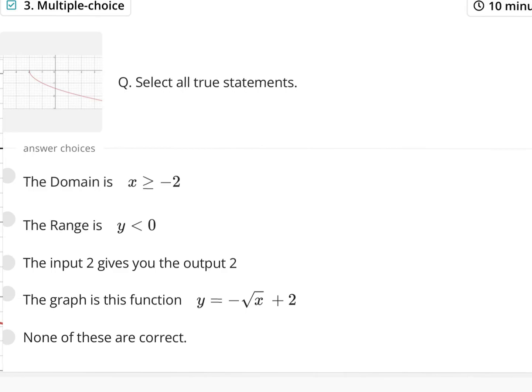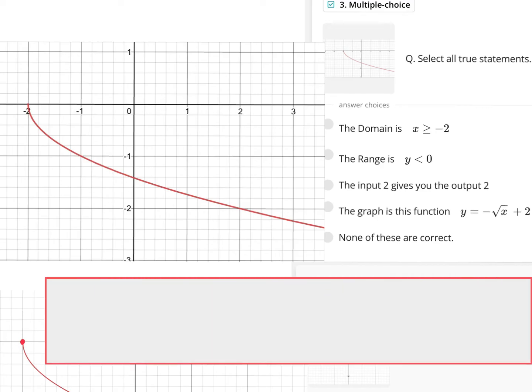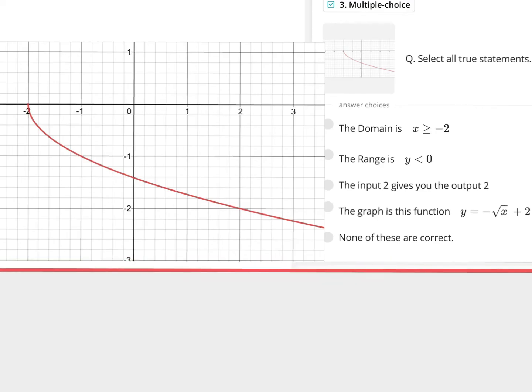Select all the true statements of this graph. Well, it'd be better to actually see the graph. Let's zoom in to this so we could clearly see what's going on. I'm just going to cover this up down here so we don't look at anything else. Okay, so anyways, we have the beginning point right here.